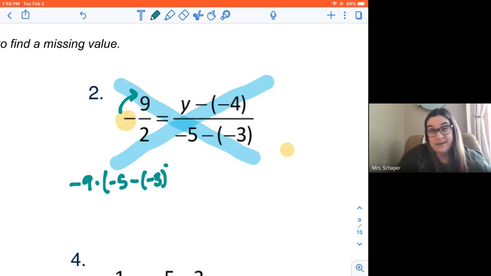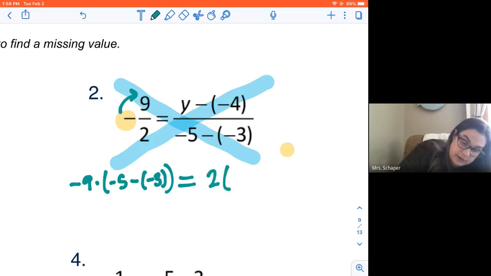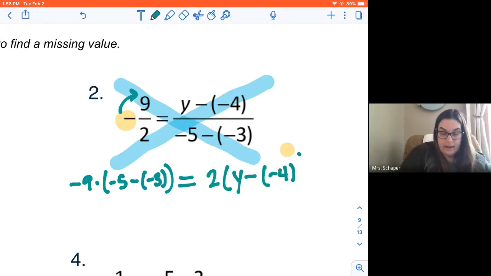So you see we're getting some practice with our negatives here. Also, there's nothing wrong with using your calculator. I'm totally fine with that. So do what you need to do. And that equals 2 times the quantity y minus negative 4.